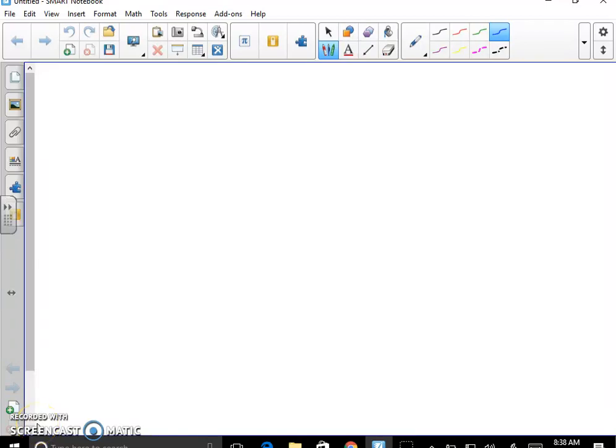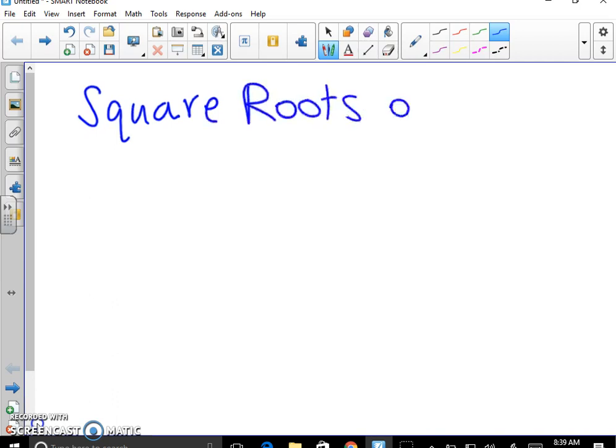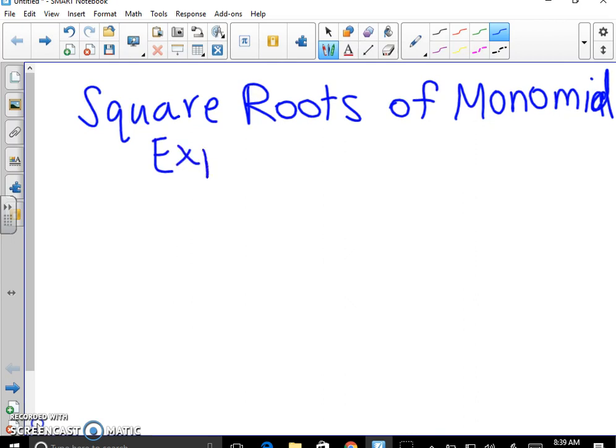Okay, so to follow up what we did in class, we are going to talk about three specific things for homework. So we're going to talk about square roots of monomial expressions, and we'll talk more later about what monomial means, but it just means there's one term and it might have variables like x, y, and so on.